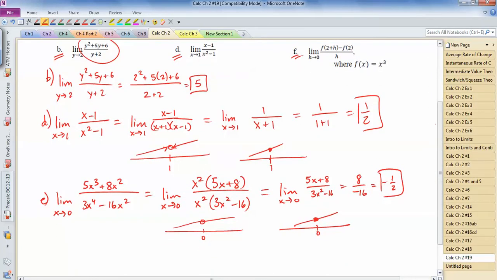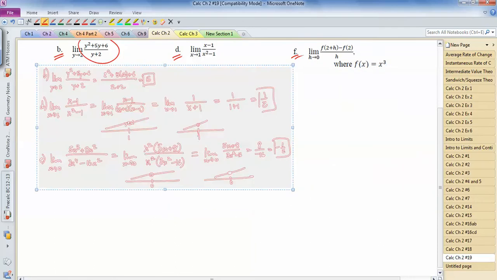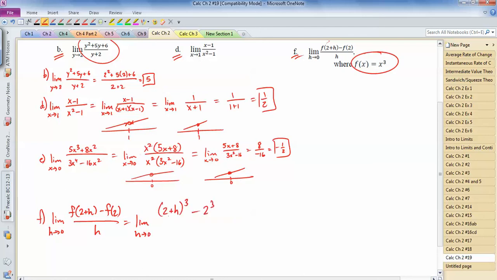And then f is the weirdest one, I'd say. Let me shrink these down a little. So f is based on a function x cubed. So let me write this out carefully. So when I say limit as h goes to 0 of f of 2 plus h minus f of 2 all over h, that's really saying limit as h goes to 0 of 2 plus h cubed minus 2 cubed all over h. So that's the same thing.